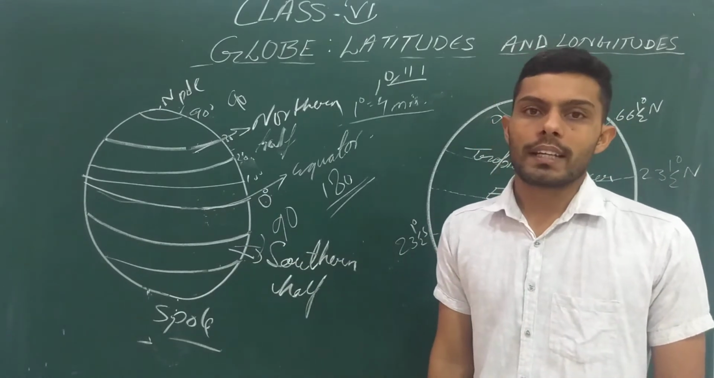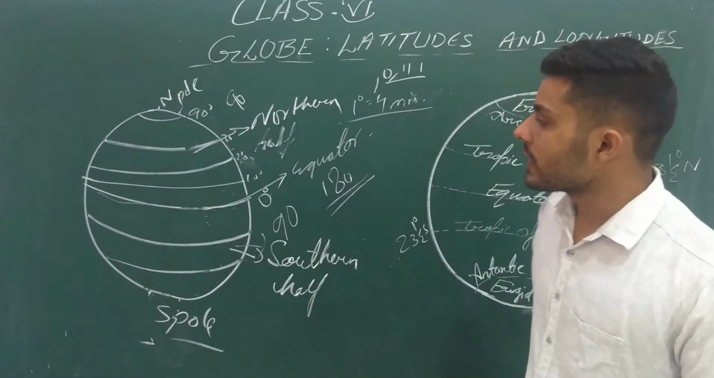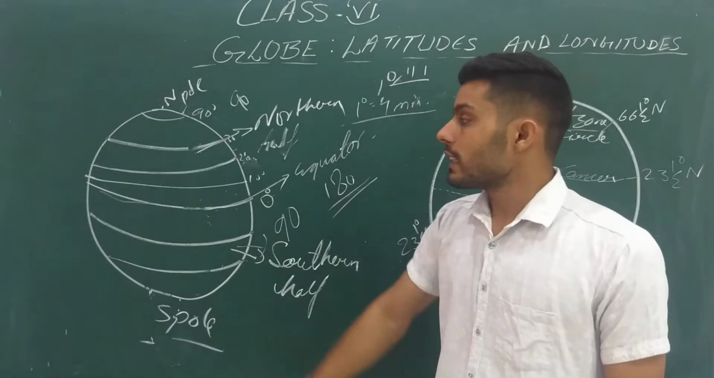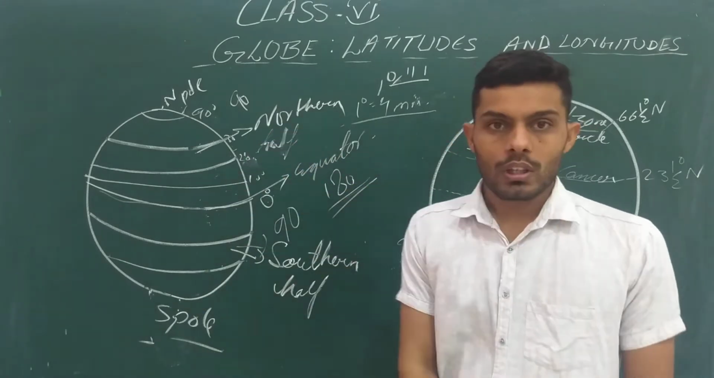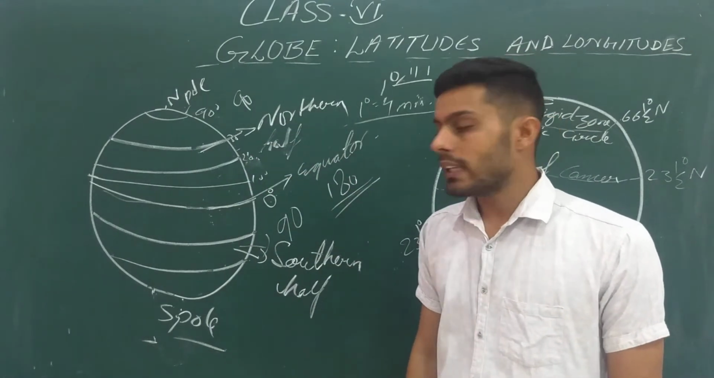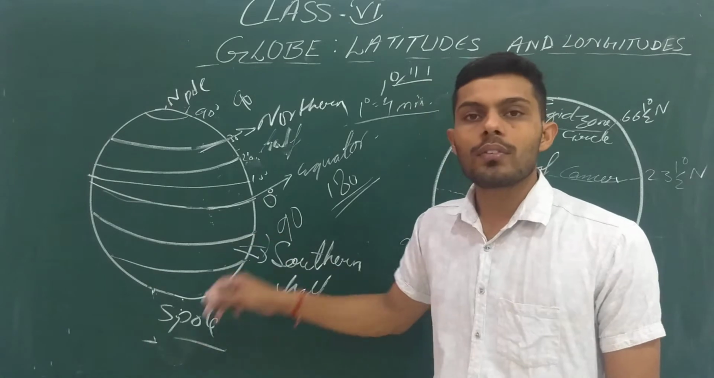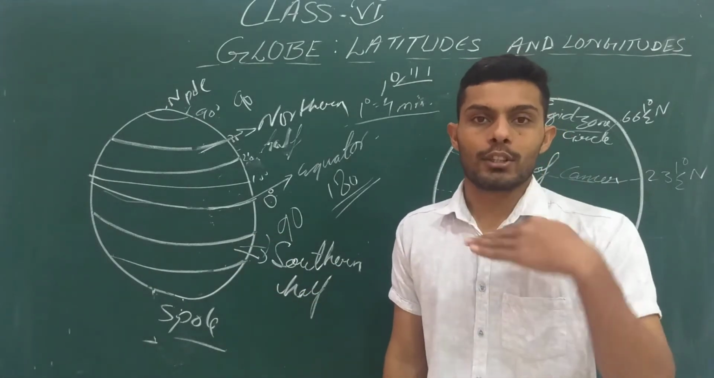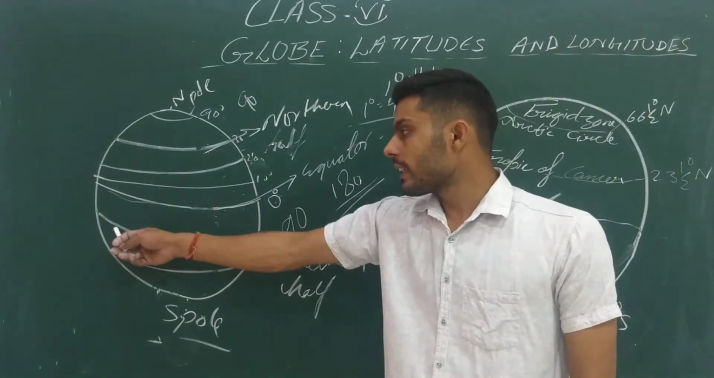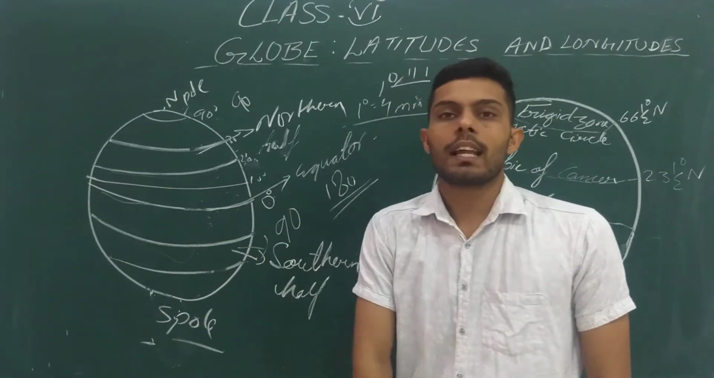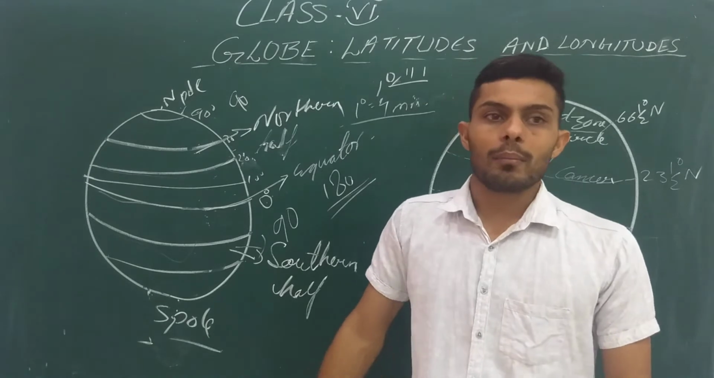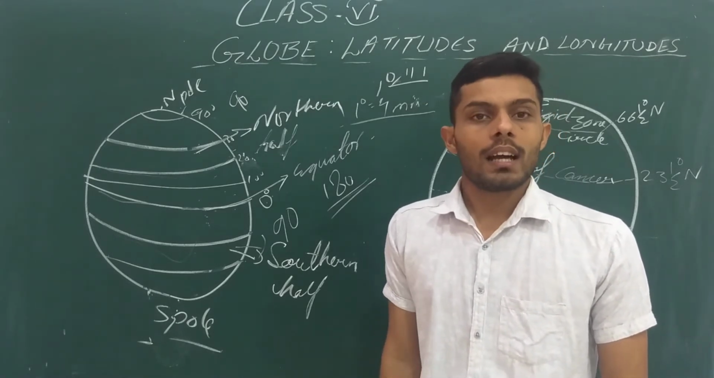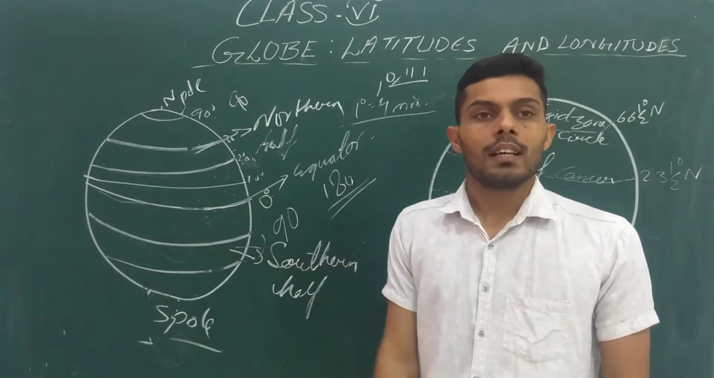Those are 180. Suppose, for example, Chandrapur in Maharashtra is situated at 20 degree north, and Belo Horizonte in Brazil is situated at 20 degree south. They are both located on the same parallel of latitude. You don't know where on this 20 degree line they are located, but still they are on the same parallel of latitude, one in the northern half and one in the southern half.